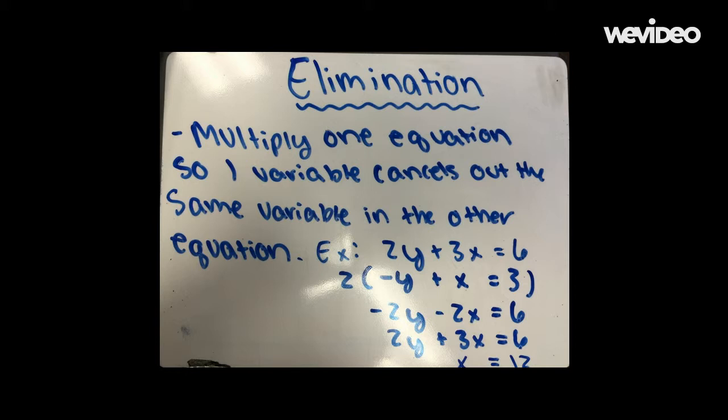The example we have here is 2y plus 3x equals 6 and negative y plus x equals 3. I multiplied the second equation by 2 to have a positive 2y cancel out the negative 2y. Then as you can see, we add the other variables, so 3x plus negative 2x is x, and then 6 plus 6 is 12, so x equals 12, and we'd go back and solve for y.